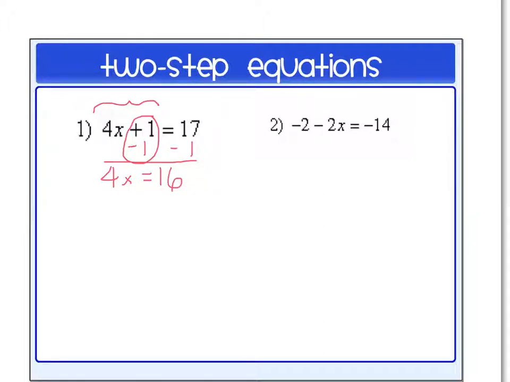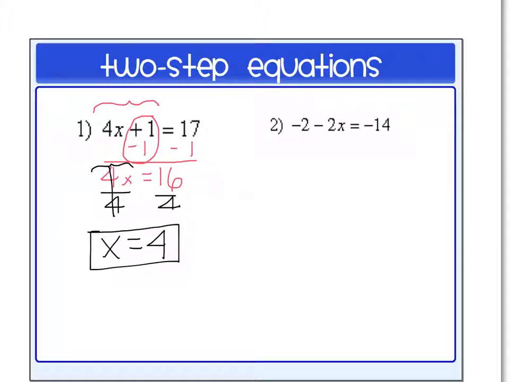The x still is not by itself. It's got a 4 connected to it by multiplication. So in order to undo multiplication, we're going to divide. When we divide by 4, we get 4 over 4, which is 1x, and that equals 16 divided by 4, which is 4. Again, I'm going to go back up to the top and check over my work. 4 times 4 gives us 16, plus 1 gives us 17, so it checks out.